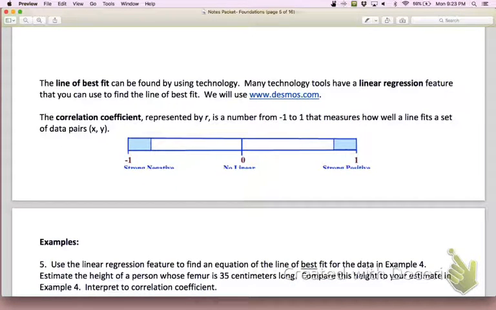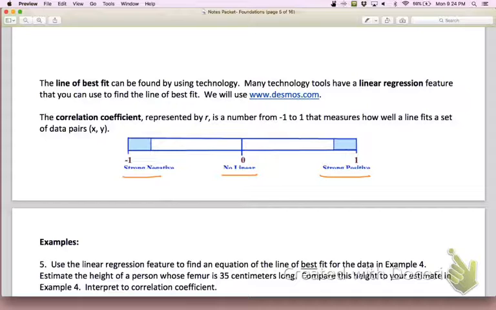The first is the correlation coefficient, okay? This is a number that is represented by R. I'm not sure why we use R, but that's what it is. It's always going to be a number from -1 to +1, and it tells us how well a line fits a set of data. Now, I don't know if you can see where this gets cut off down here, so you might want to fix this. This would be strong negative, no linear, or strong positive is what those are going to say.